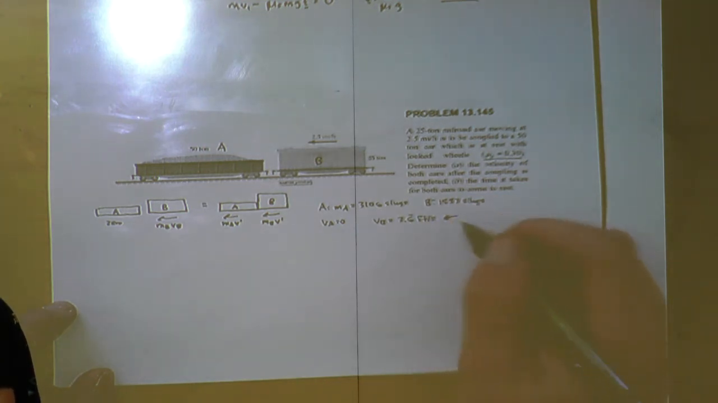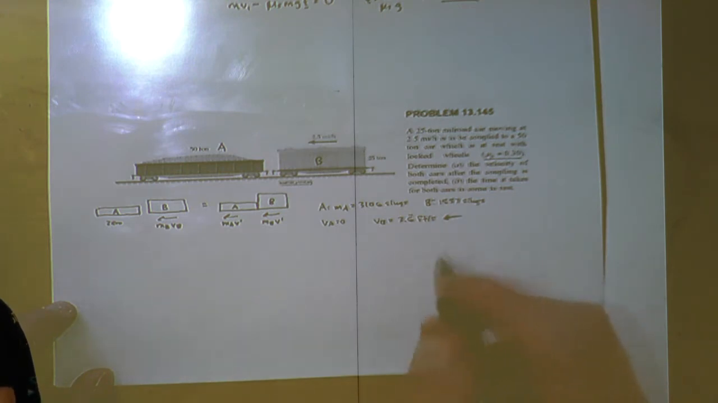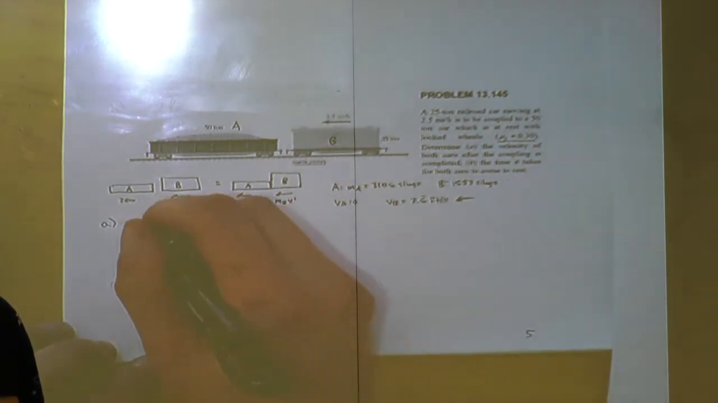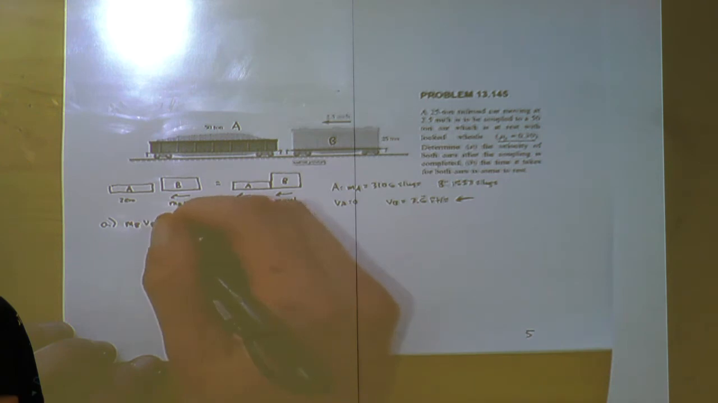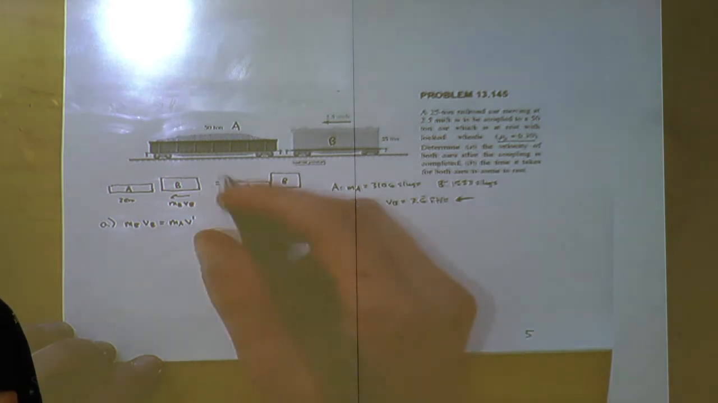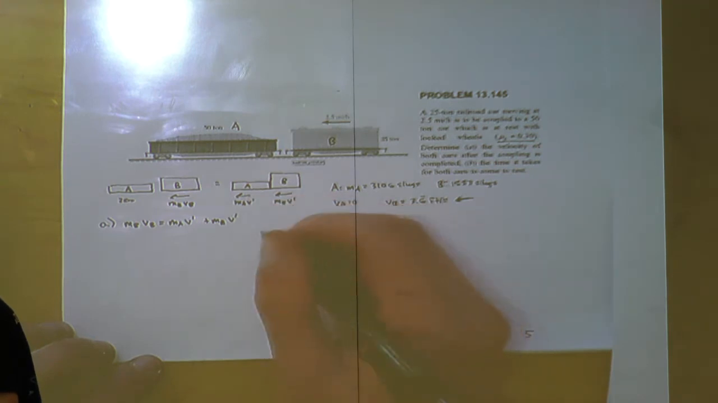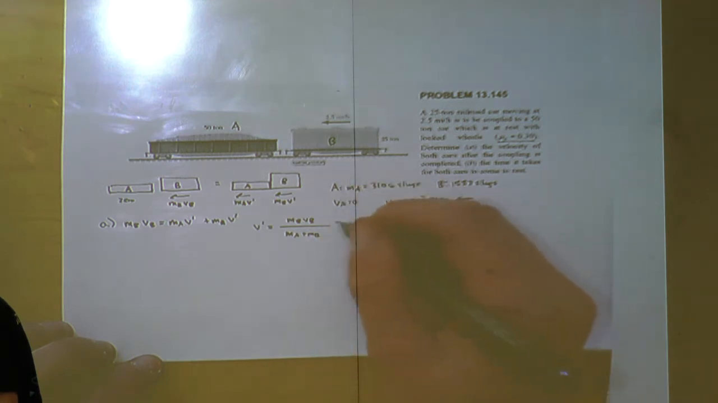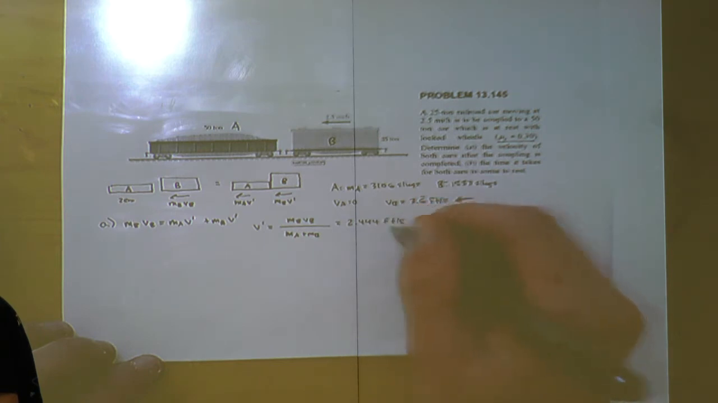In the left direction. So for A, we have mass of B, the velocity of B is equal to the mass of A times both of their second velocity plus the mass of B and that same velocity. Solving for that velocity, we have MB VB over MA plus MB. And plugging those in, we get 2.444 feet per second.